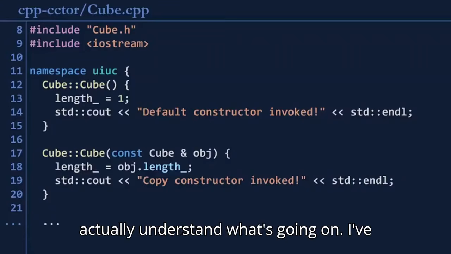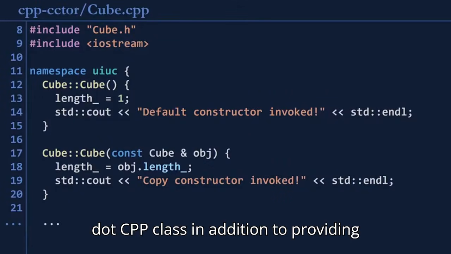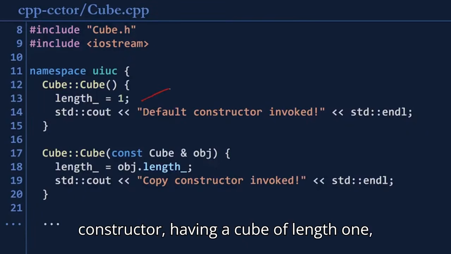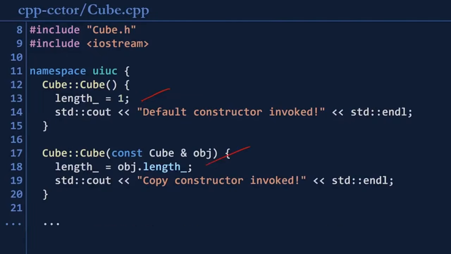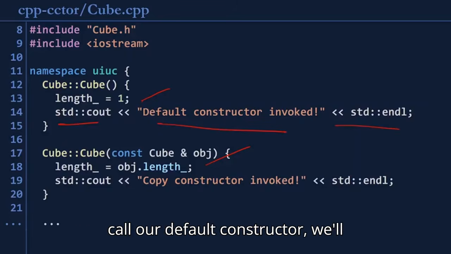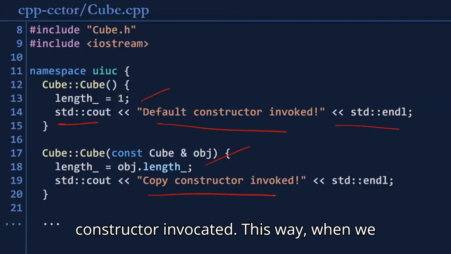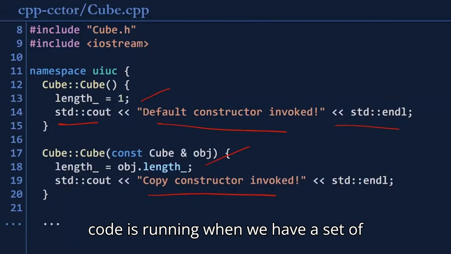So that we can actually understand what's going on, I've added a little bit of code to our cube.cpp class. In addition to providing the functionality of setting the default constructor having a cube of length 1 and having the copy constructor copy over the contents of the length, I've added a cout statement to say exactly what's been invoked. Whenever we call our default constructor, we'll print out default constructor invoked. Whenever we call our copy constructor, I'll print out copy constructor invoked.